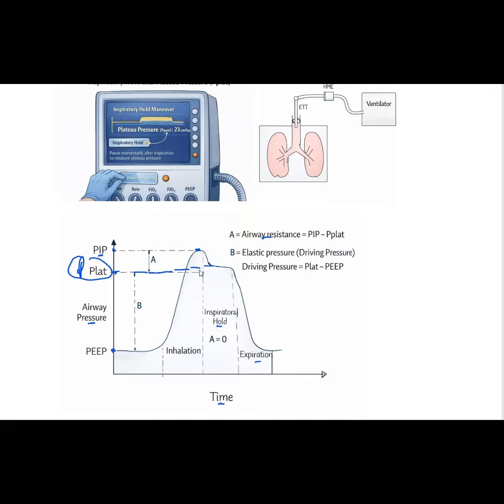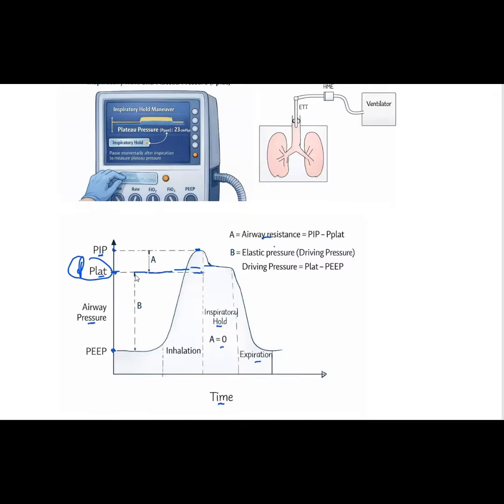So during inspiratory hold, the airway resistance becomes 0, because remember, there's no flow. Because there's no flow, that eliminates the airway resistance. So the pressure that we have at that point is our plateau, and that tells us about the compliance of the lungs. Very good.